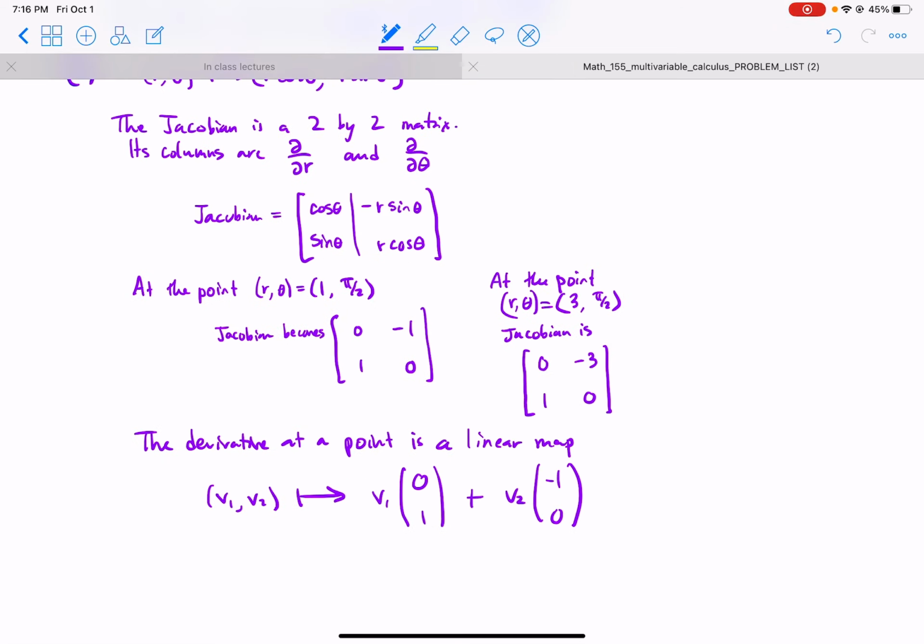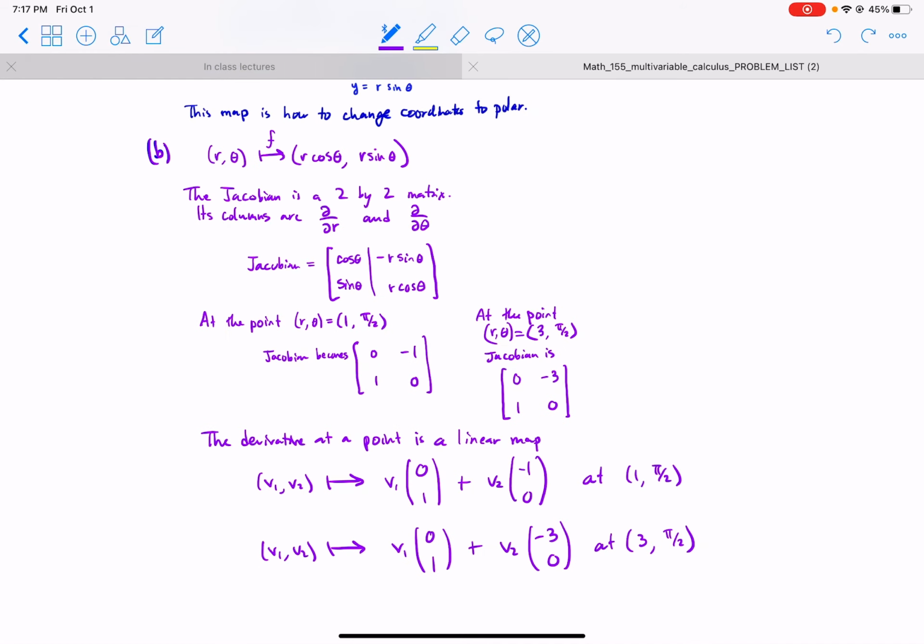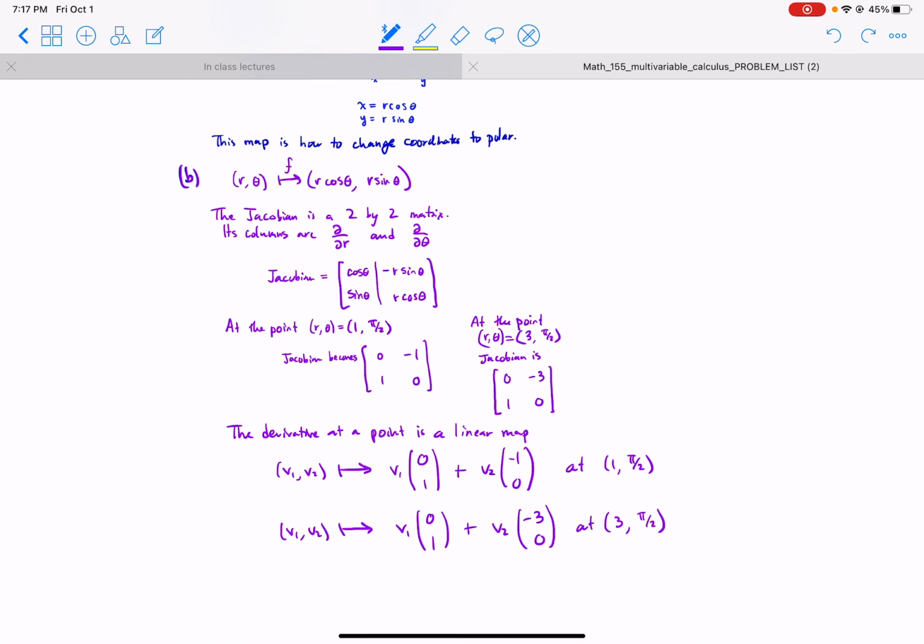This is at 1 comma pi over 2. This is the derivative. It's a map. You need to specify this map. And here's another map, not completely different. It's almost the same, except over here we have a negative 3 comma 0 at 3, pi over 2. So we get a different linear map at a different point. Okay, and that is it. This is the work I need to show to calculate the derivative.